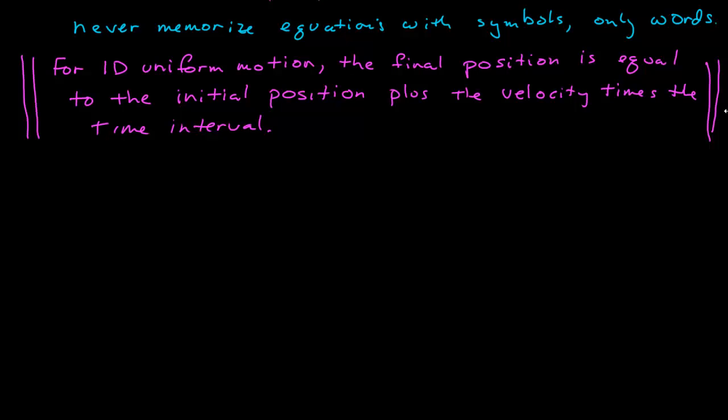All right, so let's use this in a simple example. I have a runner who passes the library going a constant speed of 6 meters per second. How much later does the runner pass the student union 240 meters away? Okay, so I'm going to picture it here. I have the library. This runner was running past the library at 6 meters per second, and 240 meters away was the student union.